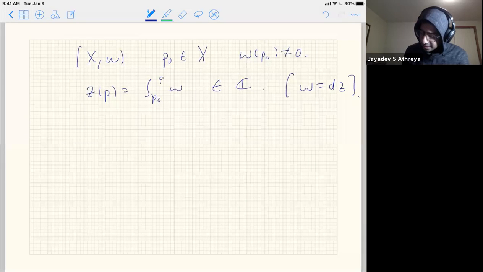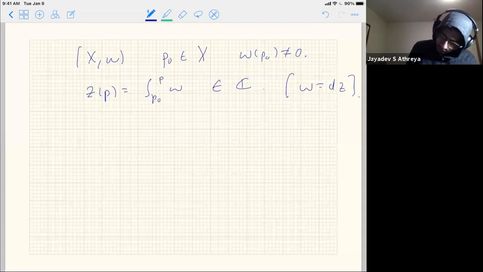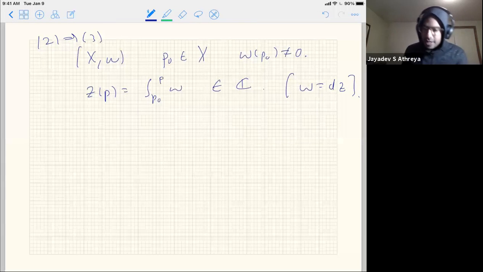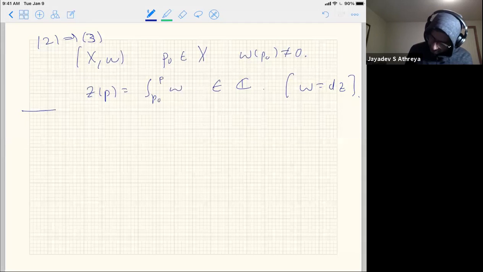So this is how you build an atlas of charts from definition 2. So this is going from definition 2 to definition 3. And then going back from definition 3 to definition 2, you pull back dz from C, and then you have to check what's happening at these points that I didn't have the chart around. You have to be a little bit careful there. So there's some work to be done, but let me skip that work for now.